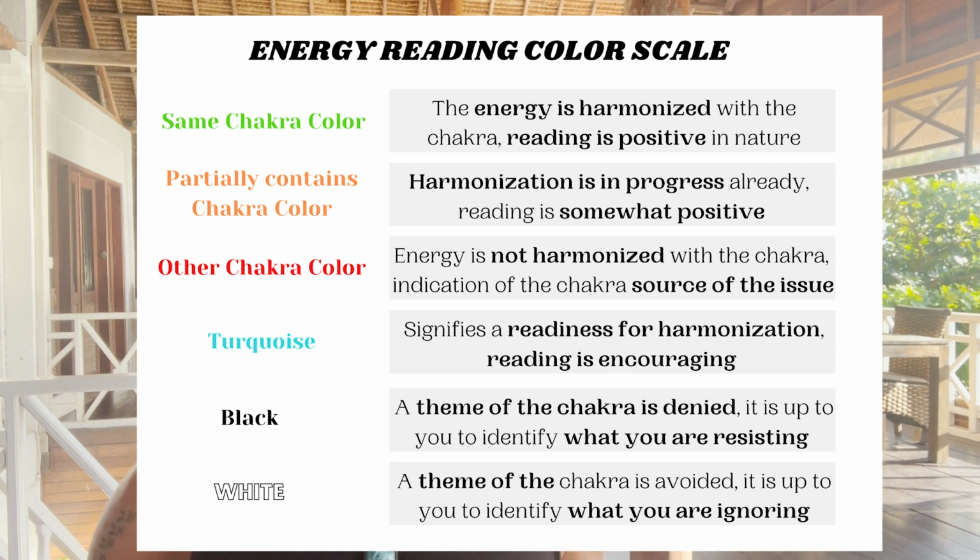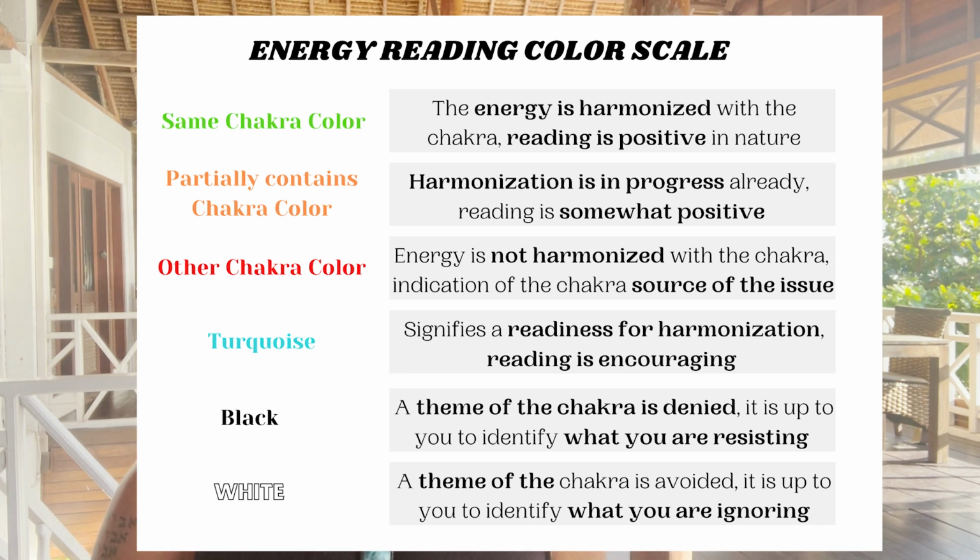If it's partially the color of the chakra, for example, we're in the yellow chakra and the energy is yellow-orange, so partially it's harmonized. It means that the harmonization is in process, is going towards harmonization, towards resolution, so you have somewhat a positive statement within the process, depending where you are at.